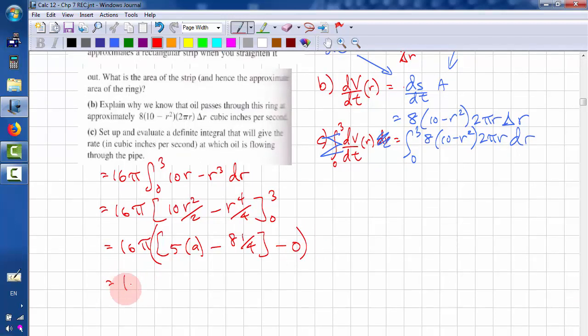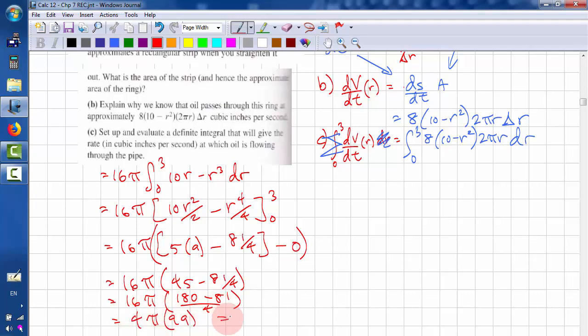So we have 16 pi times 45 minus 81 over 4. Common denominator, we multiply by 4, that gives us 180 minus 81 over 4. This is 99. 16 divided by 4 is 4. 4 pi times 99. And that gives us 396 pi. And our units is volume, so inches cubed per second.